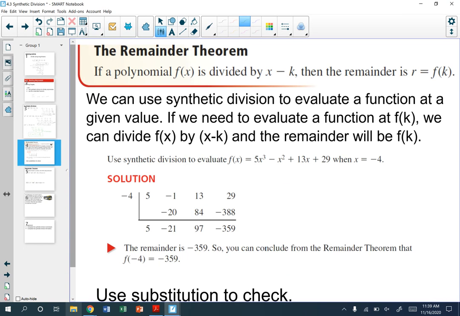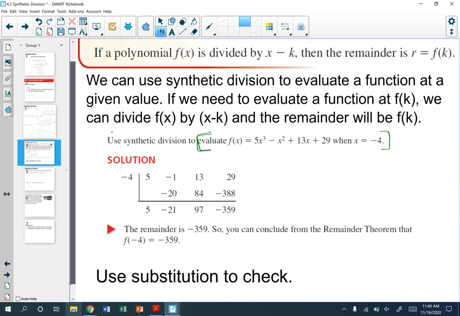So with synthetic division, we can evaluate functions. So this is the remainder theorem, and it states if a polynomial f of x is divided by x minus k, then the remainder is f of k. So that's kind of hard to understand. So we can use synthetic division to evaluate a function at a given value. So here, if they ask us to evaluate f of x when x equals -4, a lot of times we're used to just plugging in -4 wherever we see an x and solving. And that totally works, absolutely.